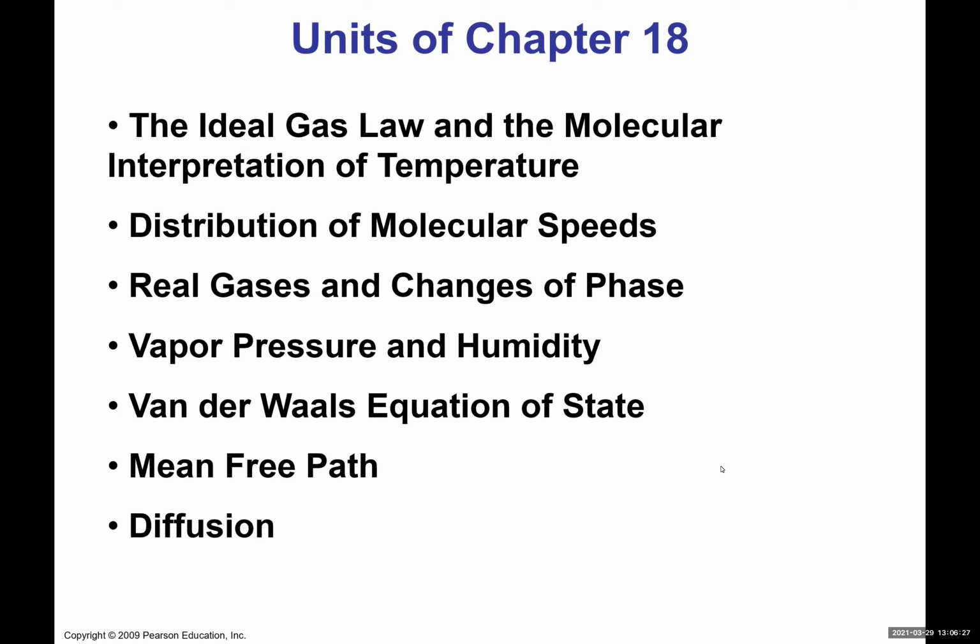What are the differences and what are the things that we can ignore or neglect, and some of the things that we can't. And if you're talking about real life applications, what are the things that you should take into account? So the van der Waals equation of state gives us a little bit different view of the pressure and volume in the system if you don't ignore some of those little things that contribute to the differences between the ideal gas law and real gas equations. Then we're going to look at mean free path and diffusion. So those are some of the units in this chapter.